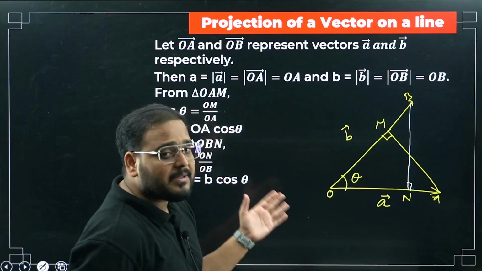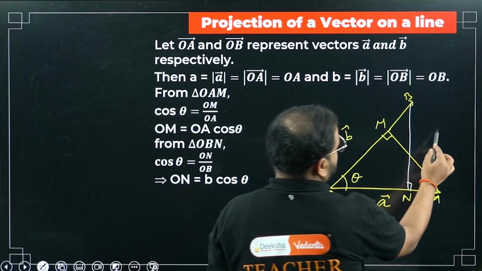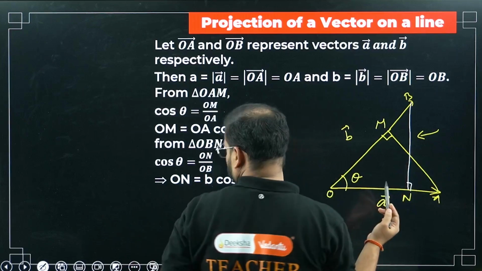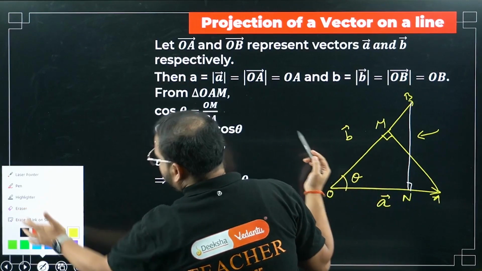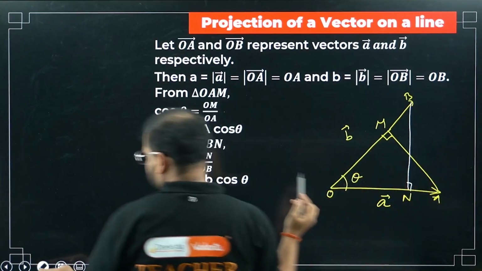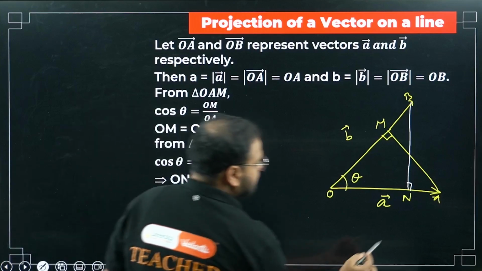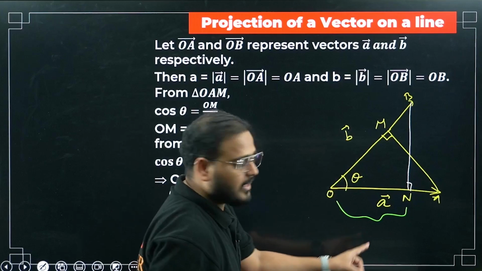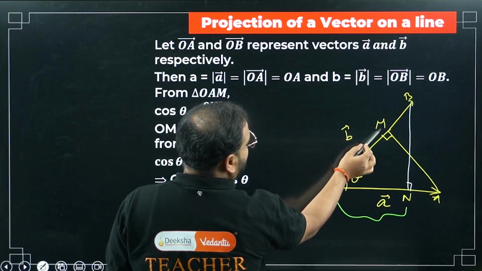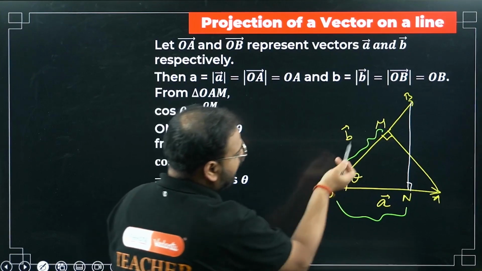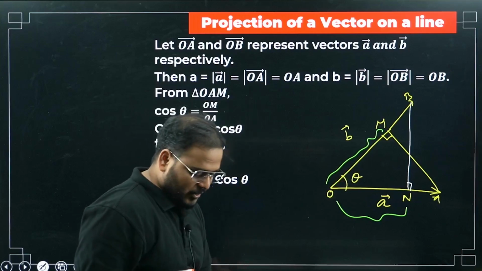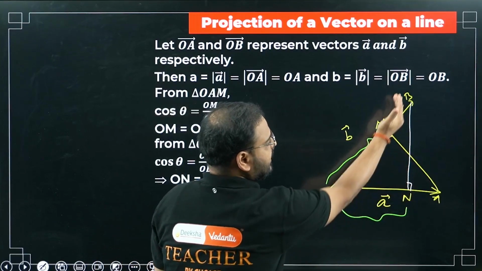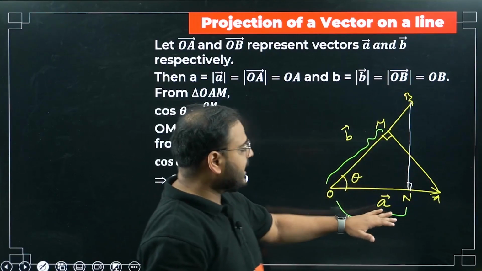Projection means this part, not this, that's the altitude. This part over here means the projection. Please have a look. This means the projection of vector B on A, and this means the projection of vector A on B. That's how you project it. And in the same way, the projection of vector B on A is ON.